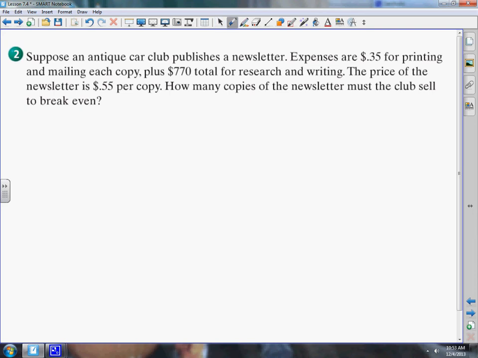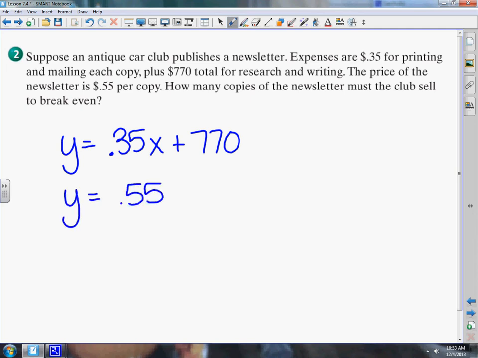Okay, so first I have Y equals 35 cents for printing and mailing plus $7.70 total for the research and writing. So that's my first equation. And then my second equation is my sales. Y equals 55 cents per copy. So I'm going to set these two equal to each other because they both equal Y. So I'm going to put this piece in for Y.